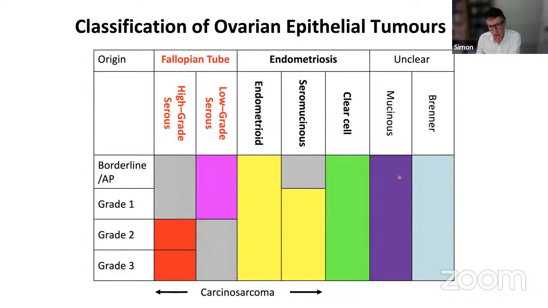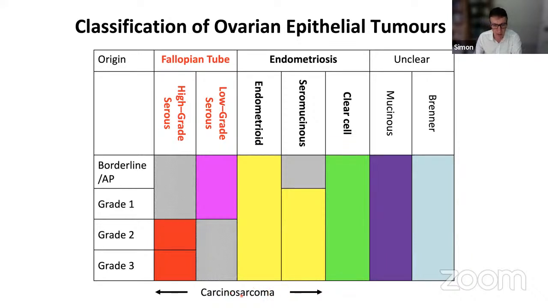And then mucinous carcinomas when primary and malignant Brenner tumours, unclear what their origins are. Malignant Brenner tumours, very rare indeed. Mucinous carcinomas more common, but the precise origins unclear. I'll come back to mucinous carcinomas a little later and talk about their molecular features. And then carcinosarcoma sits down here.